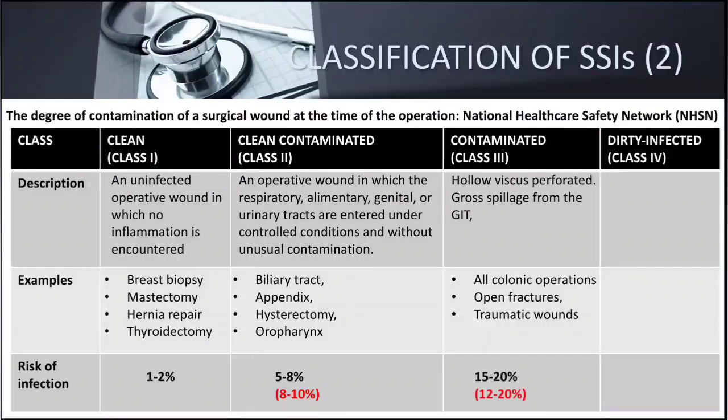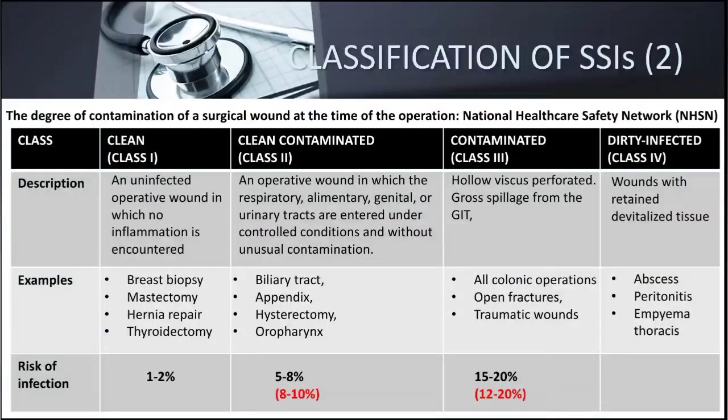Dirty infected wounds, or class 4, we are talking about wounds with retained devitalized tissues. Examples are abscess drainage, if someone has peritonitis, empyema thoracis, and this is actually the worst in terms of risk of infection. It's 40 to 70%, and as you can see in red, that's the same source, 12 to 20% in class 3 and over 25% in class 4.